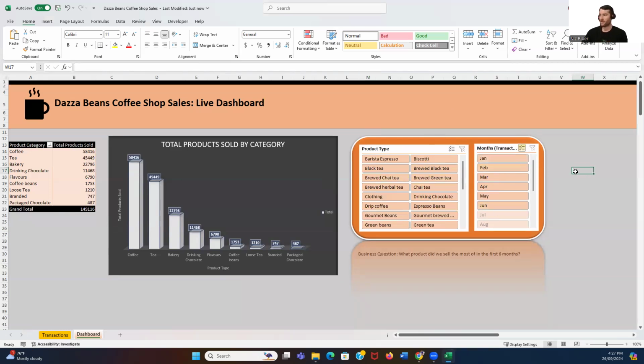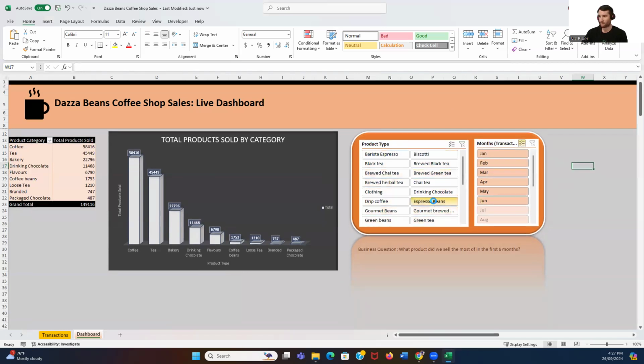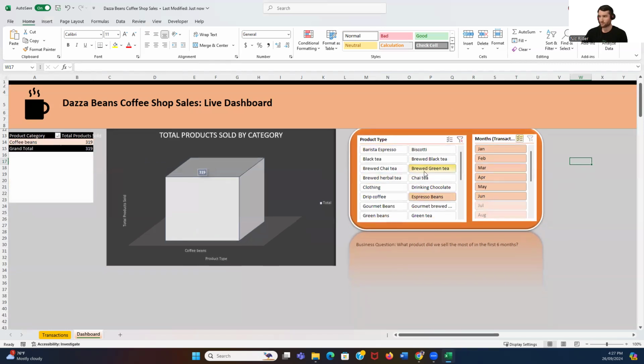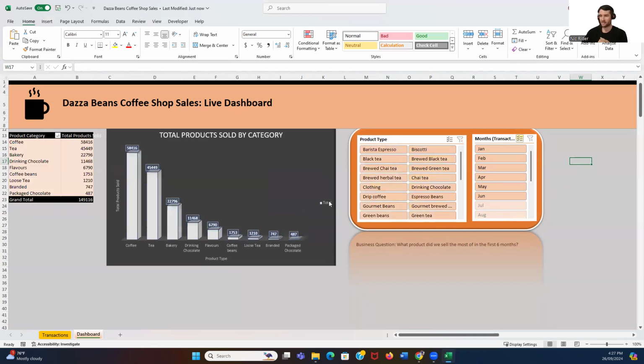So clear that off. If I just want to have a look down by product type, I can pinpoint a little bit here and do the same here. I can compare between two different product types to see how much he's selling in that particular realm or region.